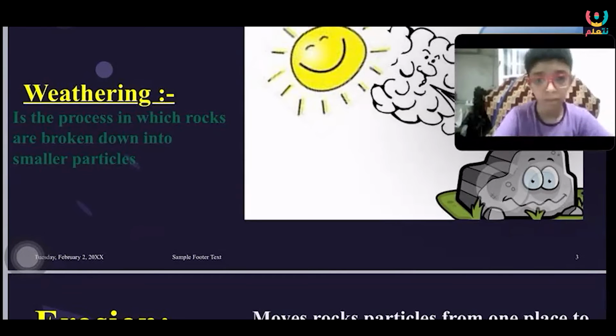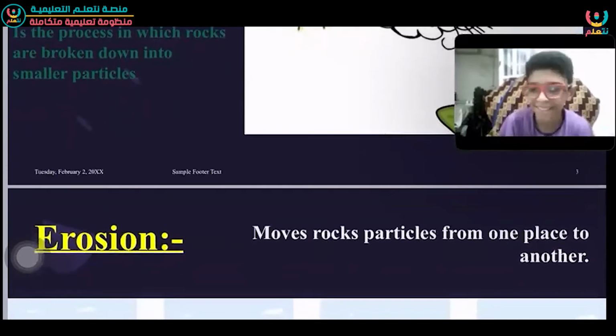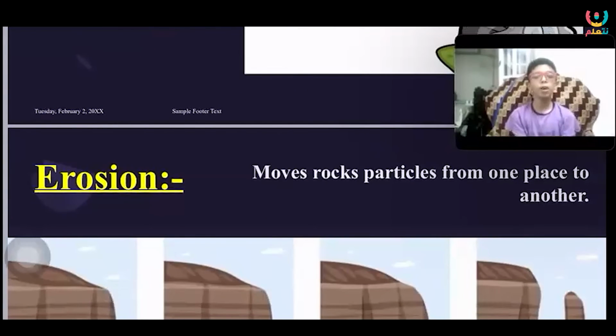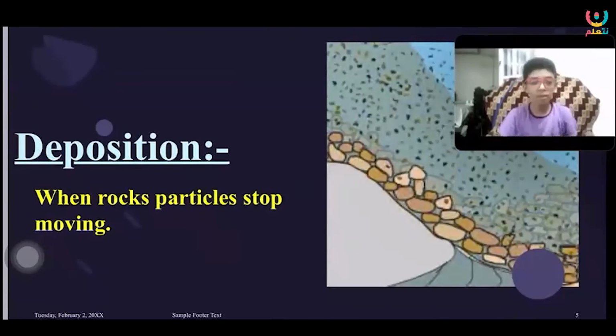Weathering is the process in which rocks are broken down into smaller particles. Thank you so much. Clap your hands. Second one, what is the meaning of erosion? Erosion moves the rock particles from one place to another. Third one, deposition. It is when rock particles stop moving. Thank you so much.